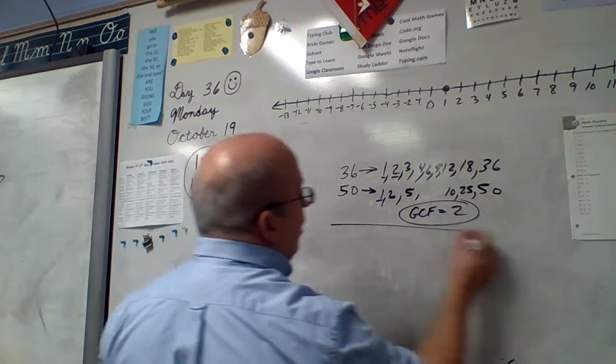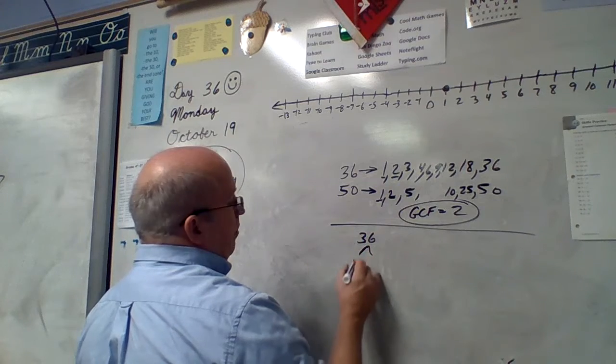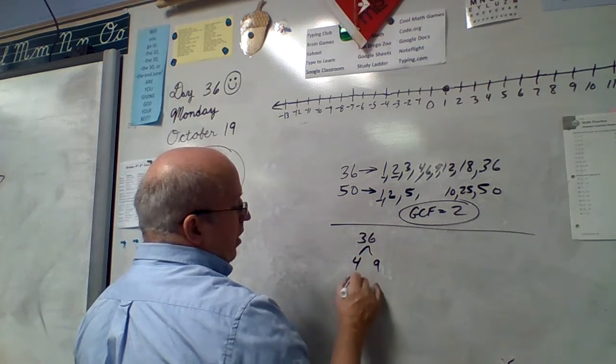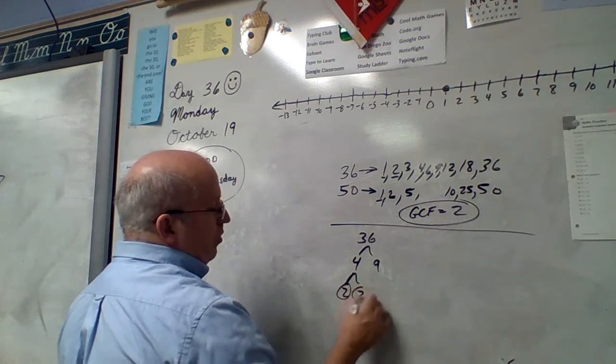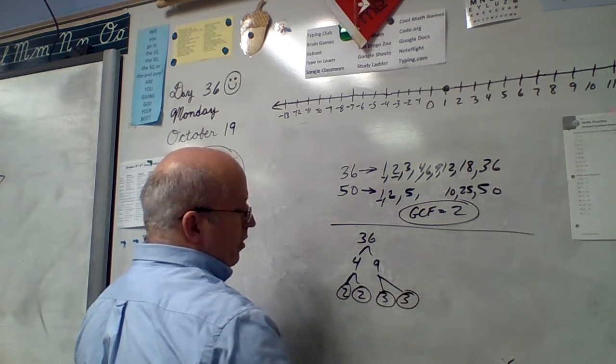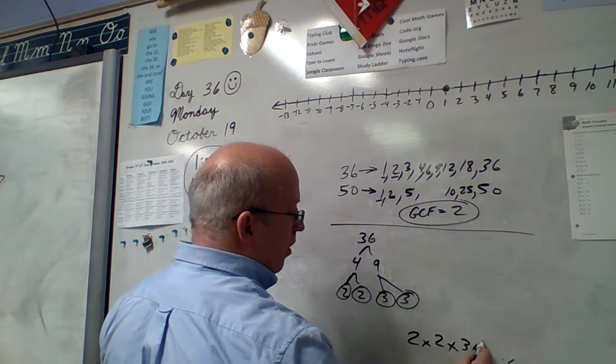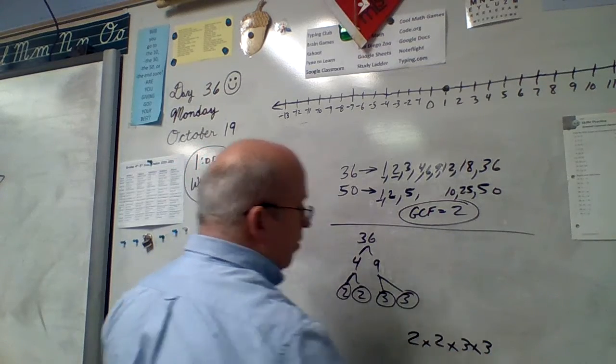Okay, let's try method 2. If I break down the 36, I can do that by saying, how about 4 times 9? And then the 4 becomes 2 2's, and both of those are prime. The 9 becomes 2 3's. So the prime factorization of 36 is this.